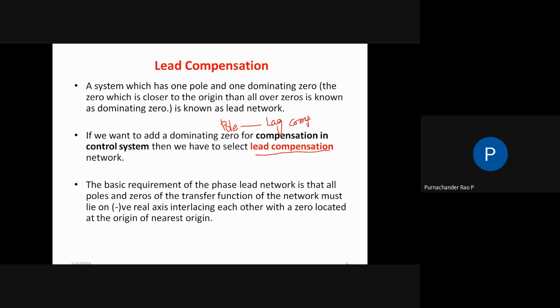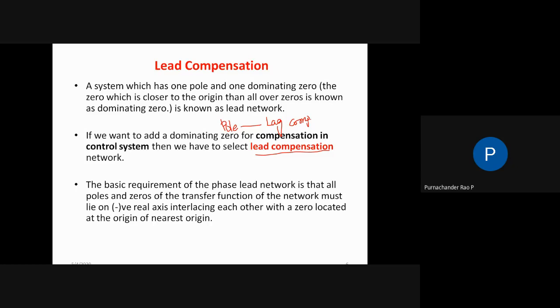So what is the effect of adding a pole into the system? What is the effect of adding zeros into the system? From that, you can easily understand the importance of adding the poles and zeros.